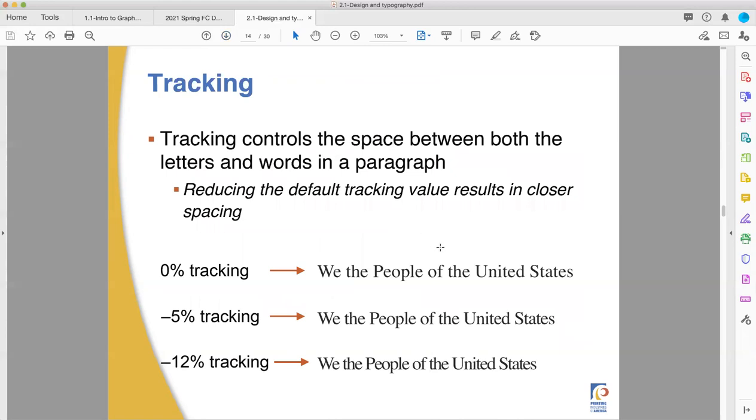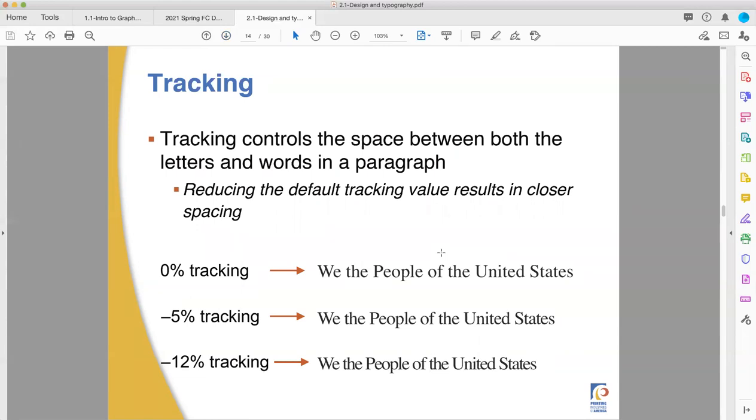Tracking is like kerning, but different. Tracking controls the amount of space between all letters. So the whole paragraph can have a little bit more space between each letter or a little bit less. I often play with this when I'm doing headlines to make sure they give the exact right width to the line that I want, and it looks good. If you play with tracking, you can do some things too.